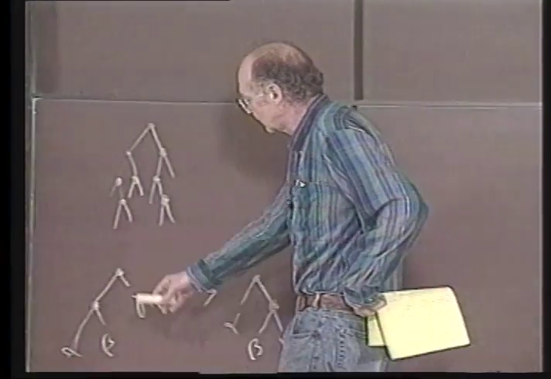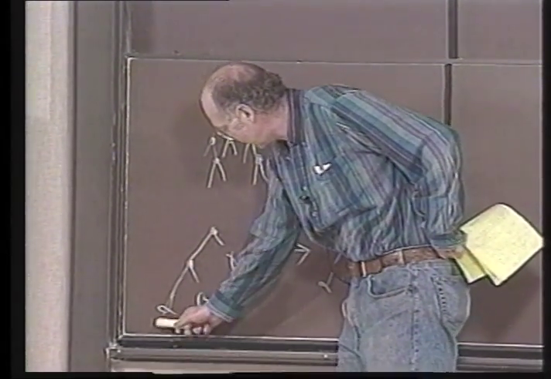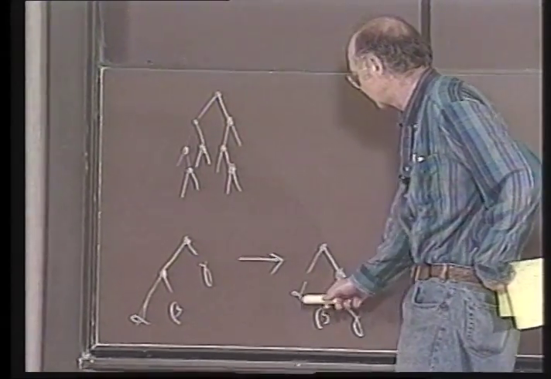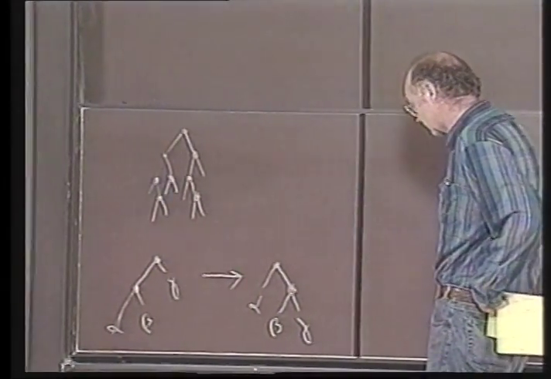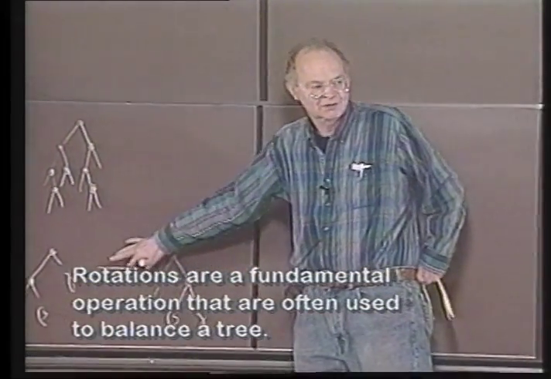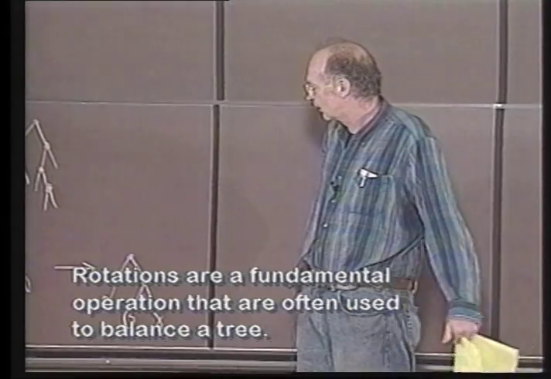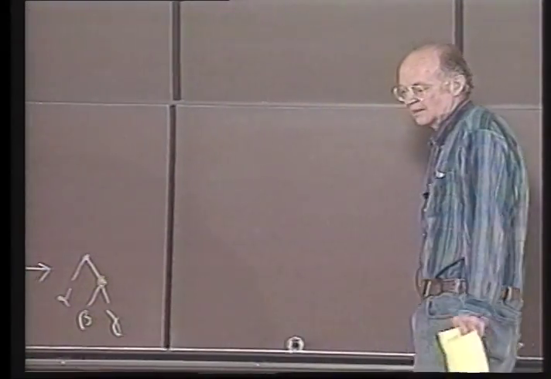And you see that in this tree, alpha comes first, then beta, then gamma in the symmetric order, and the same on the right. So in a lot of applications, the data in the tree will be numbers that are in increasing order in symmetric order. So this is a fundamental operation that's often used to balance a tree, to make it so that the number of levels is small, or in some cases we like to unbalance a tree and get the number of levels large. Anyway, whatever.